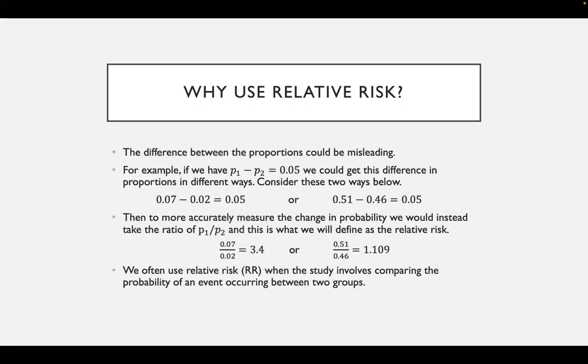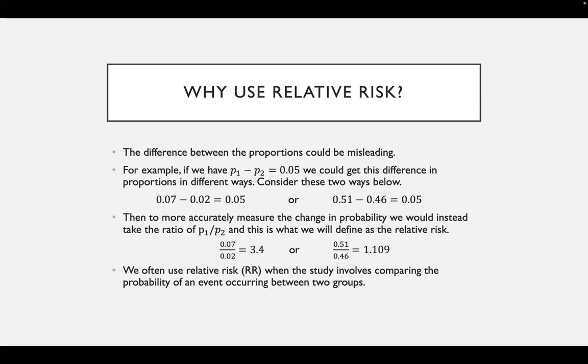So why use relative risk? So we just talked about the difference between the two proportions, so it actually could be misleading. So for example, if we have that the difference between two proportions is equal to 0.05, so 5%, we could get this difference in many different ways. So let's look at these two cases below. So we have 0.07 minus 0.02 could give us a difference of 0.05, so that's 7% minus 2%. Or we could also look at 0.51 minus 0.46, and that is also a 5% decrease.